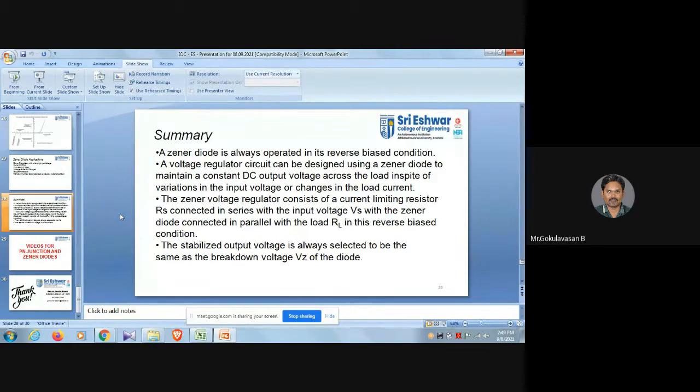The Zener voltage regulator consists of a current limiting resistor RS connected in series with the input voltage Vs, with the Zener diode connected in parallel with the load RL in reverse biased condition. Then the stabilized output voltage is always selected to be the same as the breakdown voltage of the diode, VZ. So I ran through the points which I wanted to discuss with you. That's it about the Zener diode and PN junction diode.